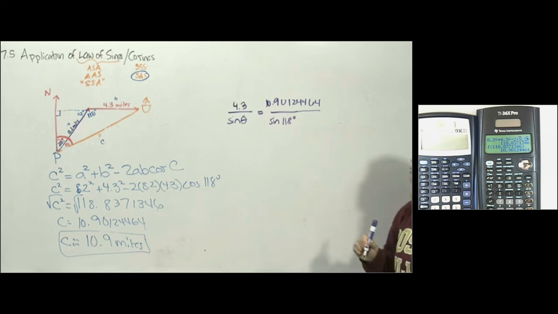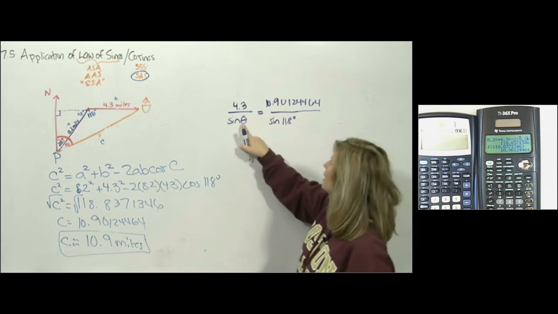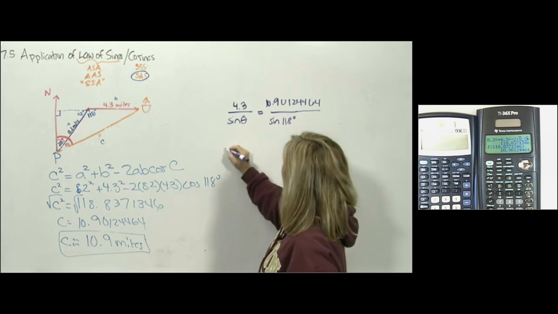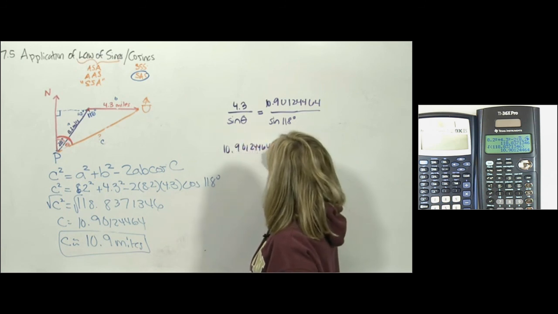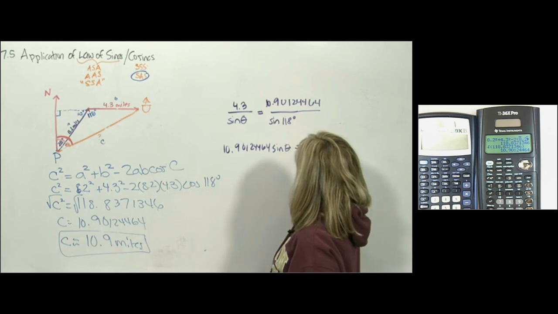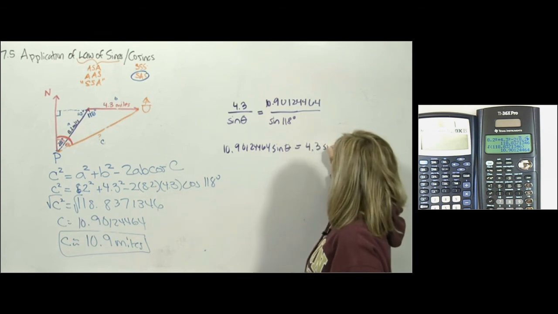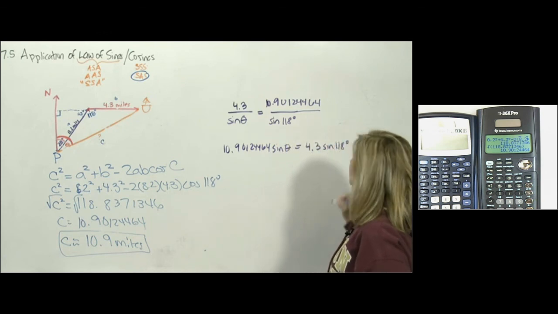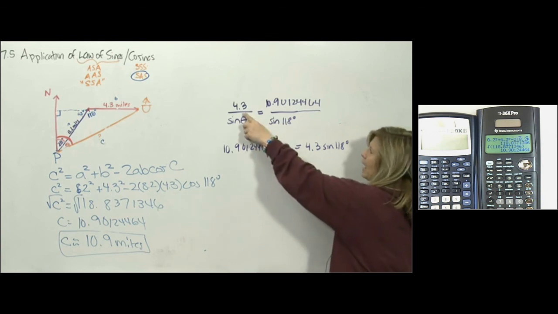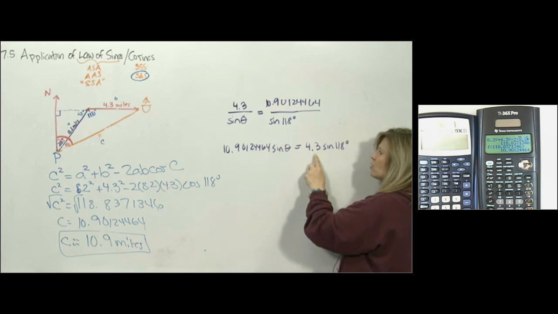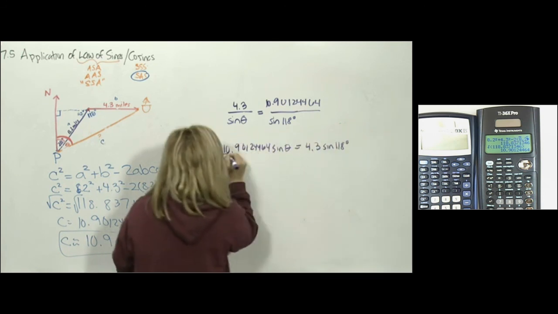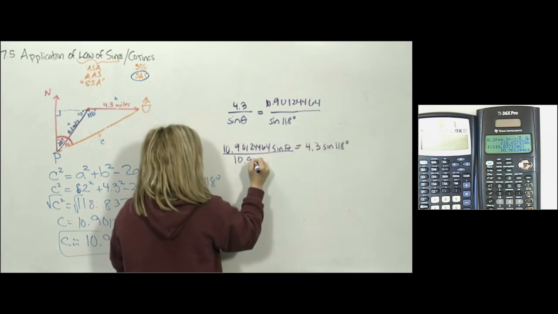How do we solve? Using law of sines, we cross multiply. That's our unknown. We want it on the left. So we'll have this big, long decimal. Sine of theta equals 4 3/10 sine of 118 degrees. Remember, you cannot multiply that number to that. That is an angle measurement. That's why it goes in front. To find sine of theta, we got to divide by this big decimal.